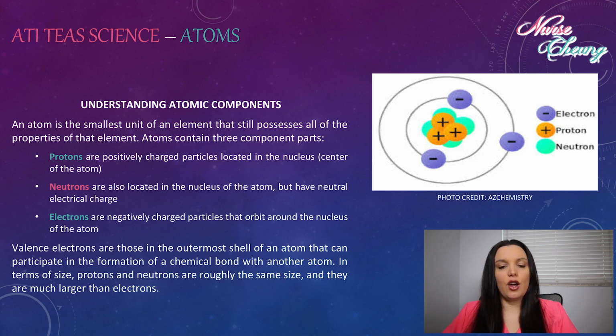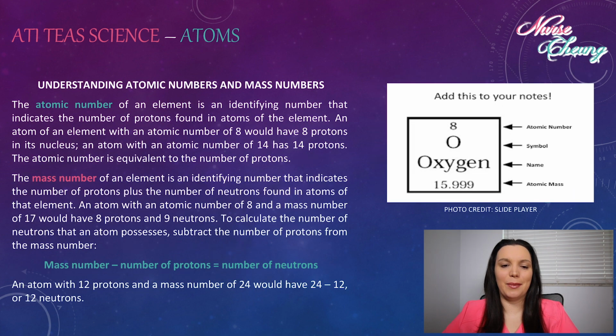Valence electrons are those in the outermost shell of an atom that participate in the formation of a chemical bond with another atom. In terms of size, protons and neutrons are roughly the same size, and they are also much larger than electrons. The atomic number of an element is an identifying number that indicates the number of protons found in atoms of the element.